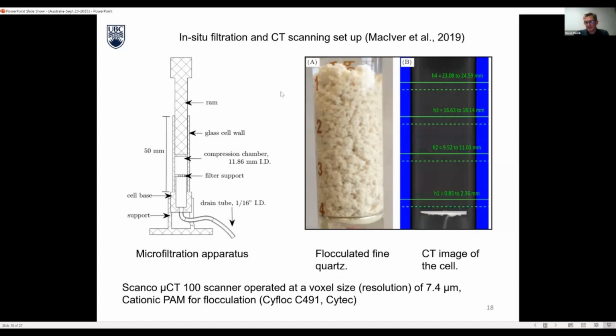So you can see a picture of a flocculated sediment on the left, and then the cell itself seen in the CT scanner. We were interested in 4 positions: just above the bottom, roughly 1/3 of the way, 2/3 of the way, and near the top. The scanner voxel size, which in this case is a 3D unit for resolution, is about 7.4 microns. And again, cationic flocculant from Cytec.